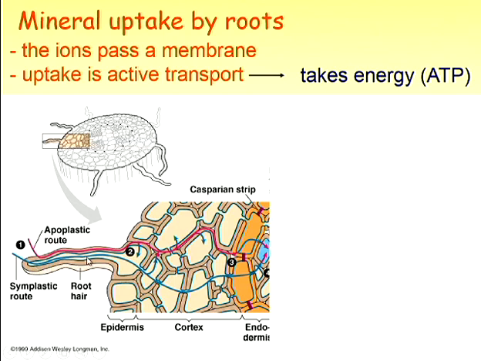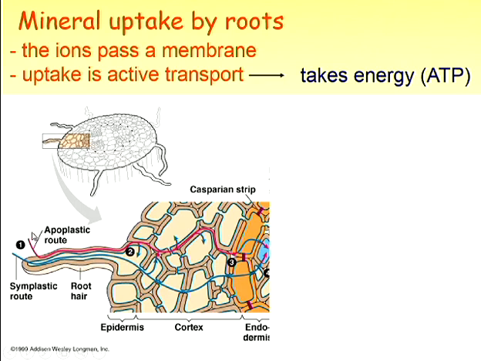And now it's in the symplast, and once it's in the symplast, it can freely move through the cortex via plasmodesmata, and actually it can get right into the endodermis as well, because they're all connected. If it would want to then get into the xylem, it would have to pass a membrane to get into the apoplast of the xylem.